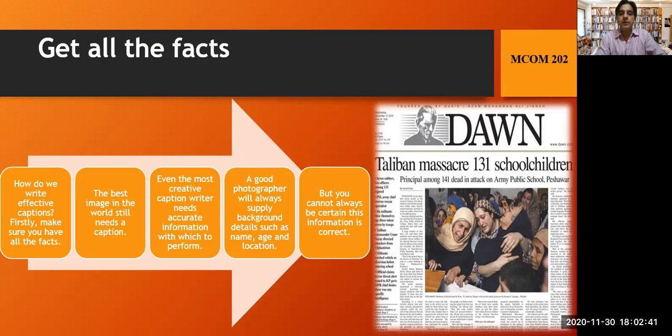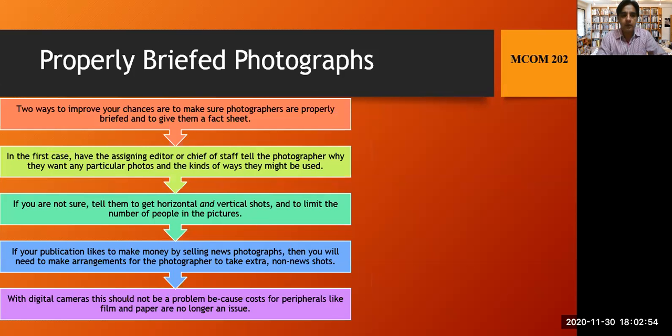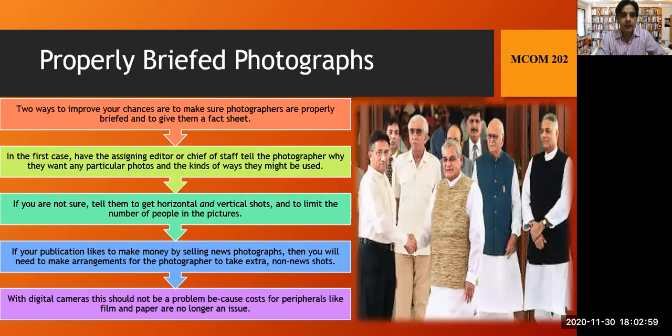But you cannot always be certain that this information is correct, because whatever you have been provided by your photographer, probably he has missed something. You need to recheck it. So how we are going to deal with that? How properly briefed photographs are. Two ways to improve your chances are to make sure that photographers are properly briefed and give them a fact sheet. In the first case, have the assigning editor or the chief of the staff tell the photographer why they want any particular photo and the kinds of ways they might be used.